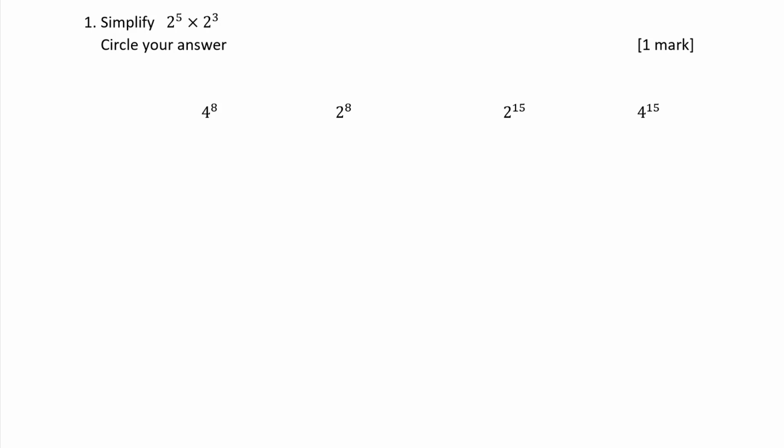Question 1. Simplify 2 to the power 5 times 2 to the power 3. So our laws of indices say we've got two numbers with the same base, which we have here, 2 and 2. We just simply add the indices. So we're going to add the 5 and the 3 together. That's going to give us 2 to the power of 5 plus 3, which is 2 to the power of 8.